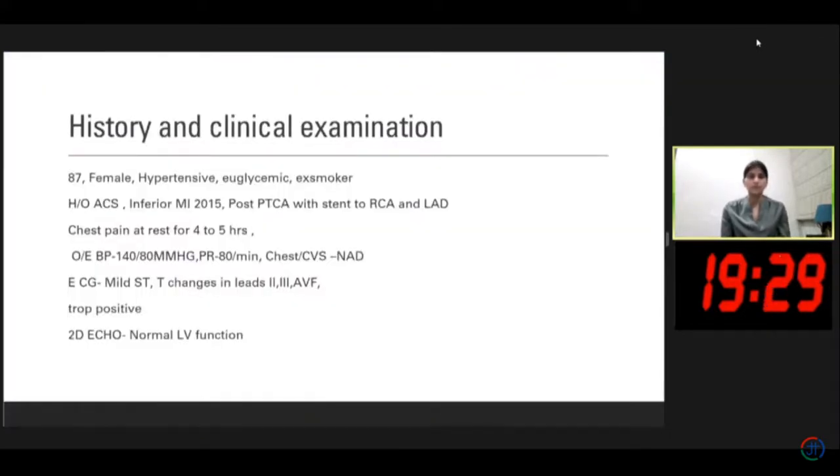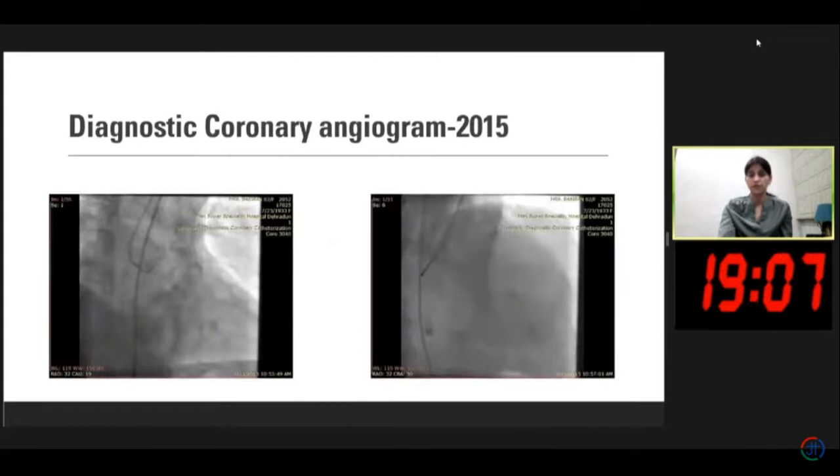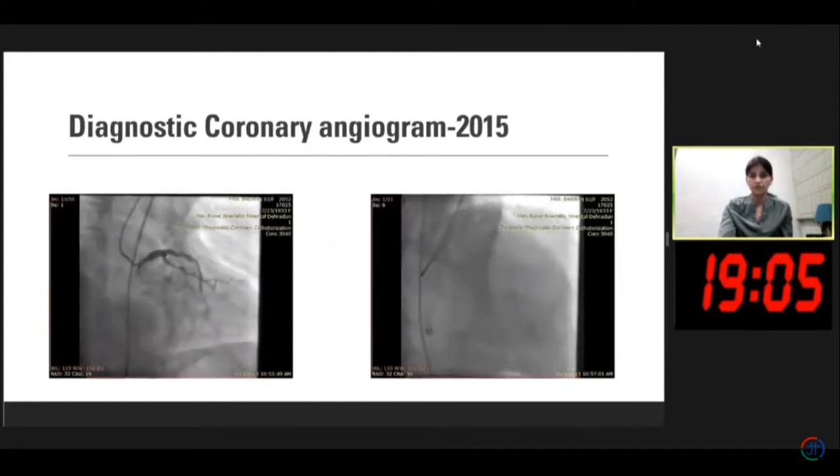This first patient is an 87-year-old female, hypertensive and an ex-smoker. She was admitted at our hospital with inferior wall MI, and PTCA to RCA and LAD was done. Now, in 2020, she presented to us again with chest pain at rest for 4 to 5 hours duration. Her ECG showed ST-T changes, and troponin was positive. First I'm sharing the angiogram of 2015.